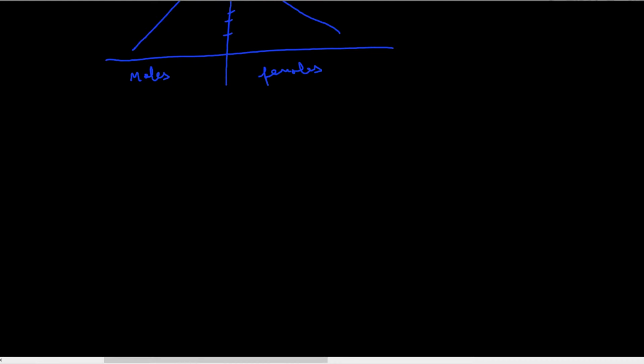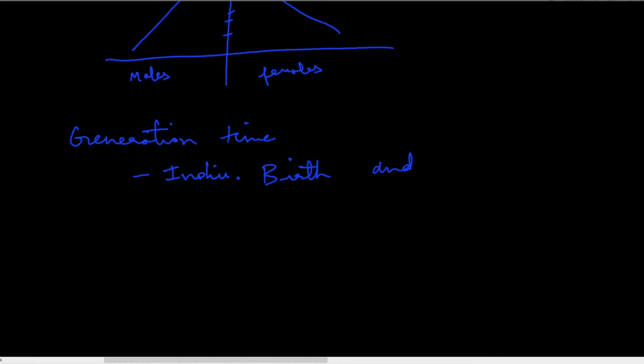All right, so then the generation time is the time between an individual's birth and the birth of their offspring. It's just the time between the generations, but it's really the time between an individual's birth and the birth of their offspring.